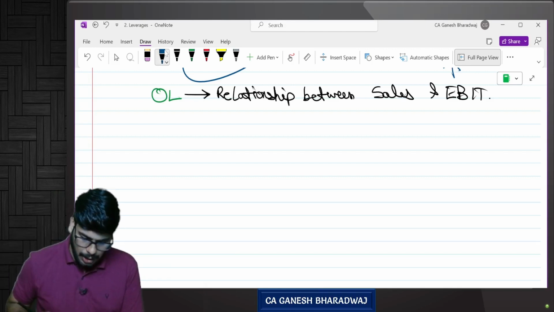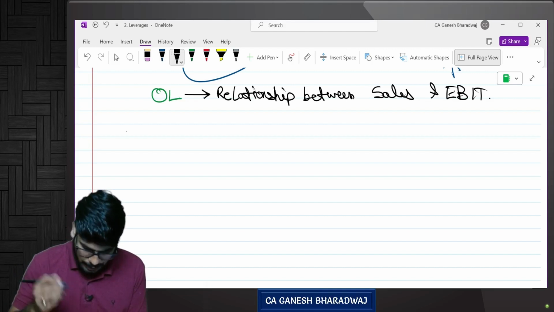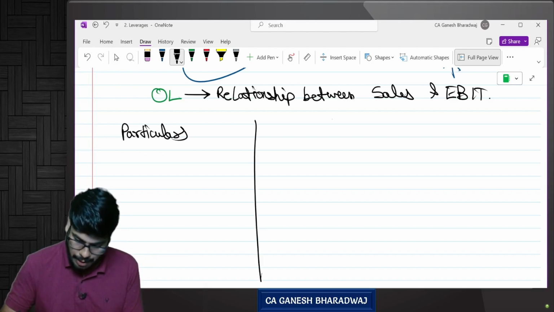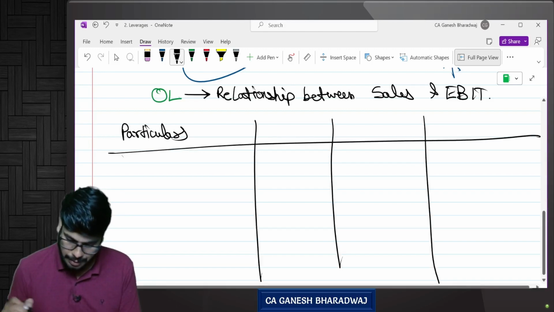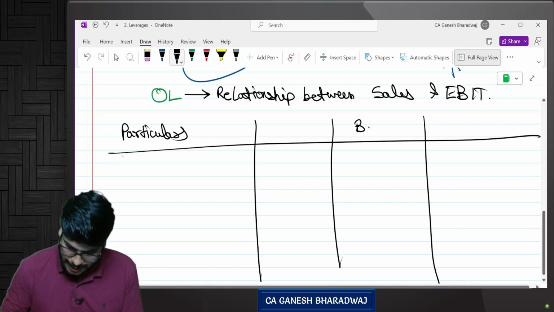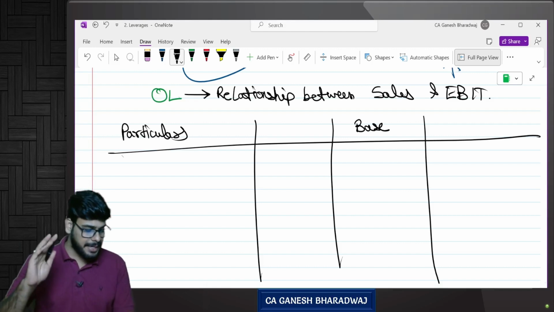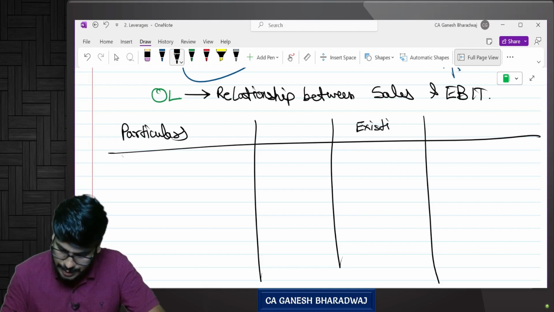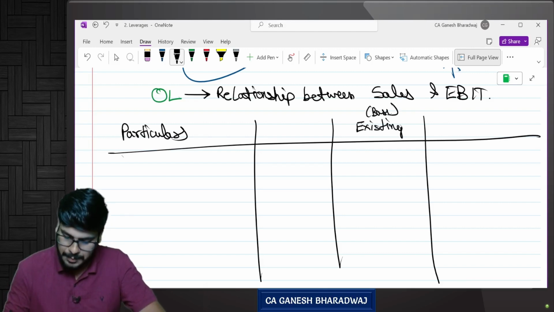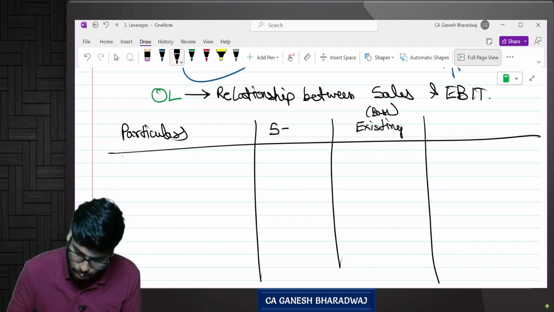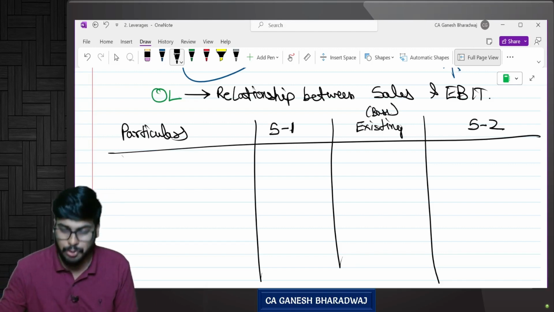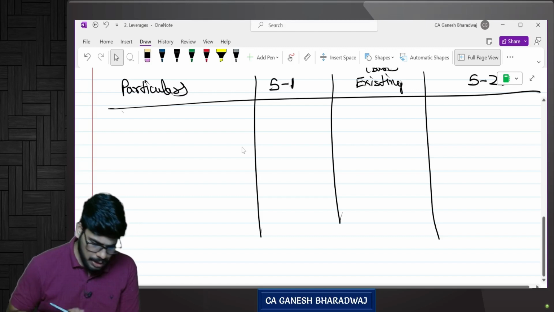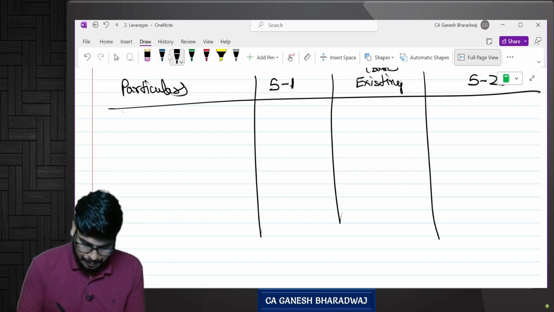Now, let me drop a tabular column: particulars, and then 3 columns I'm drawing. Let us call this base, or I will just call this existing. Let's put it as base, not a problem. And let me put this as scenario 1 and let me call this as scenario 2. Wait, let me do this and then I will explain. Don't worry about it. Now, I'm giving you the following data.